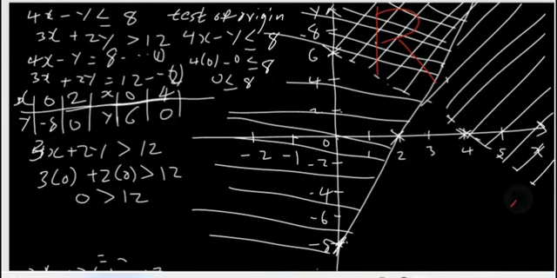So on the two shadings, you notice a particular area that has an overlap. That area that has an overlap is the required area that satisfies the two inequalities. And it's as simple as that.